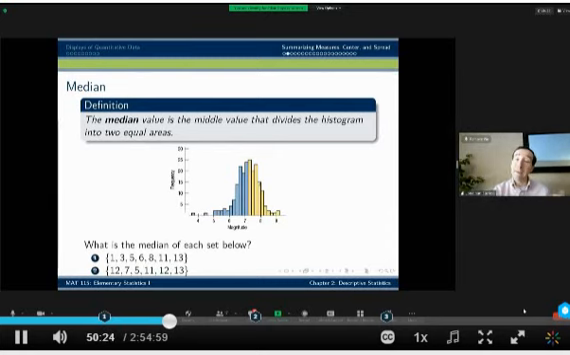On the other hand, if you have an even number in your set, so your n value here is even, then you'll actually have to split halfway between the 2 numbers that are on either side of that midpoint. And the way we do that is we average those 2 middle numbers.